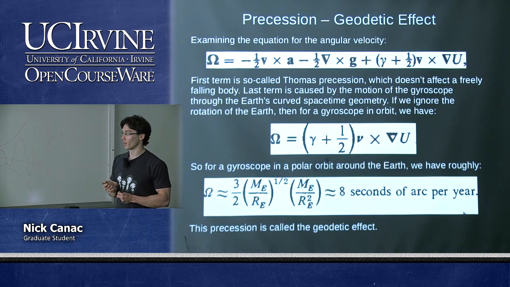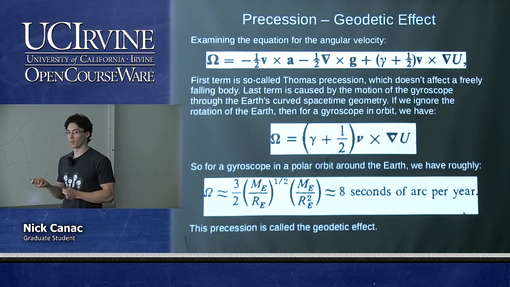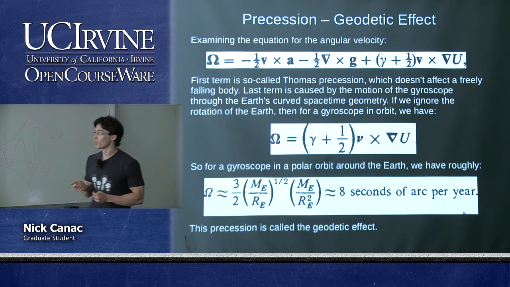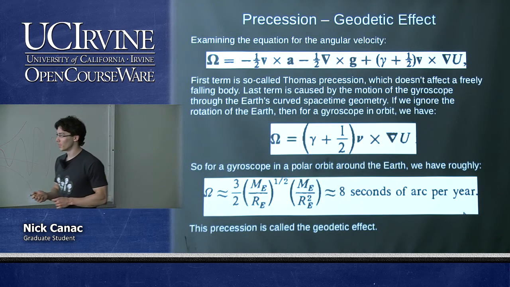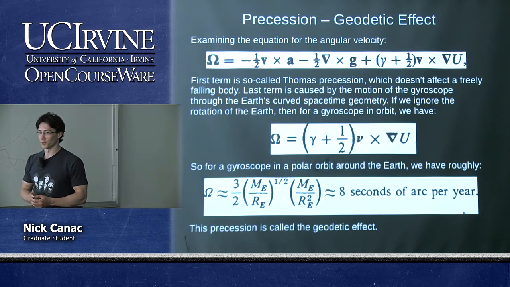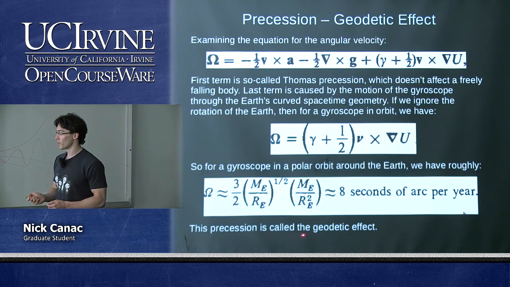And so if we want to get a rough order of magnitude estimation for the effect of this term, we can put in some numbers, right? So this guy is the grad u, and this guy is the velocity. So for a gyroscope in polar orbit around the Earth, you end up with a number that's roughly 8 seconds of arc per year, which is small, but not hopelessly small. So we do have some chance of measuring this.